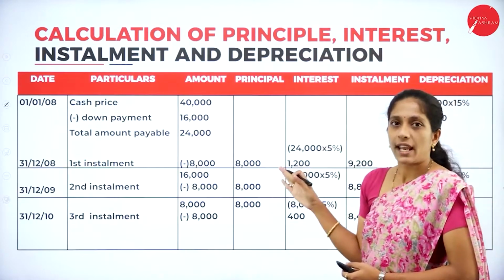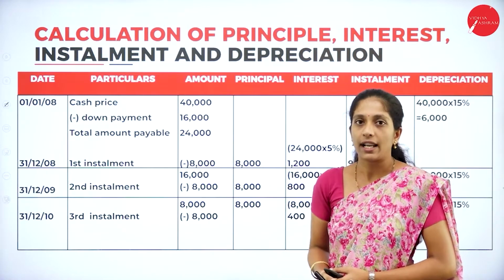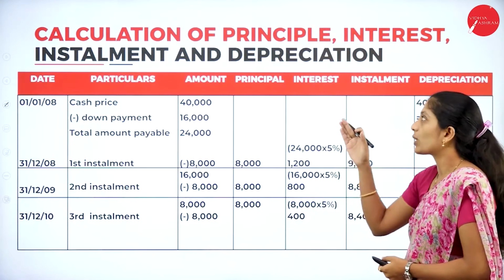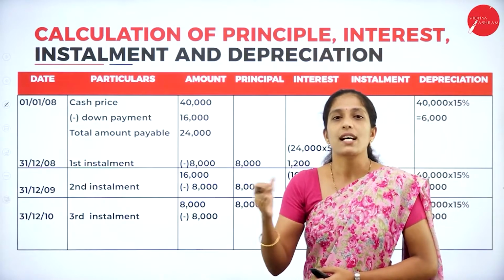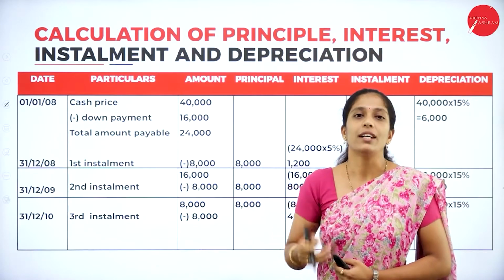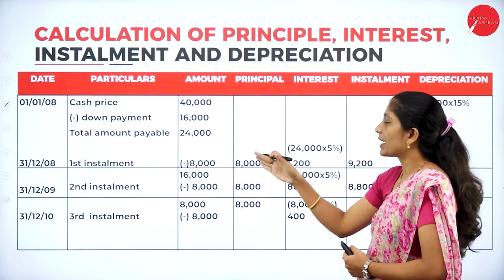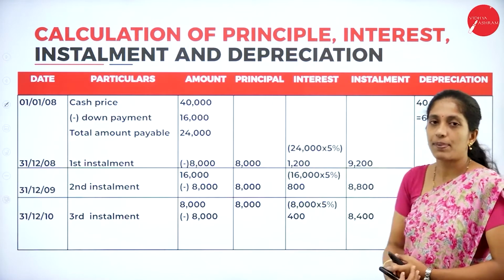Now we shall draw a table. I think you are familiar with this table. We have already calculated it in the hire purchase system. This table is drawn in order to calculate what is the principal amount, what is the interest, what is the installment and what is the depreciation amount for all the years. Now, your format is date, particulars, amount, principal, interest, installment and depreciation.